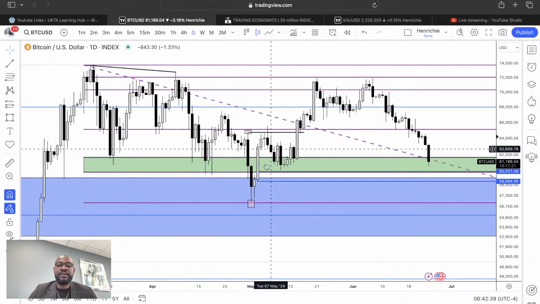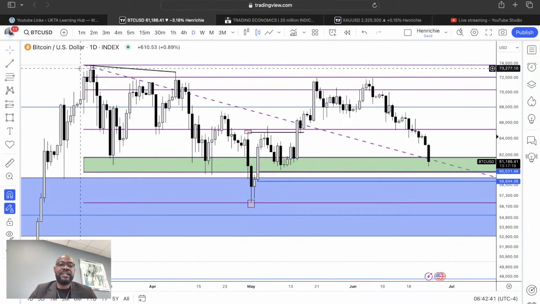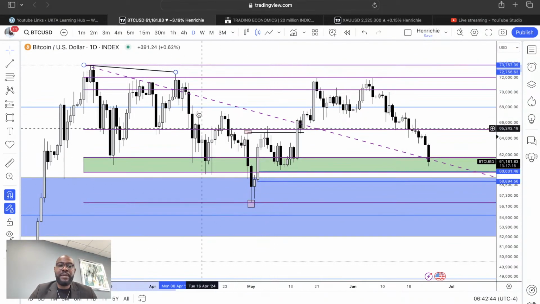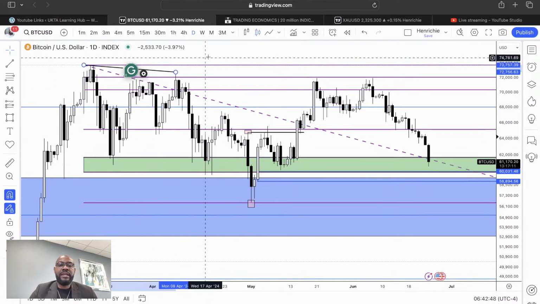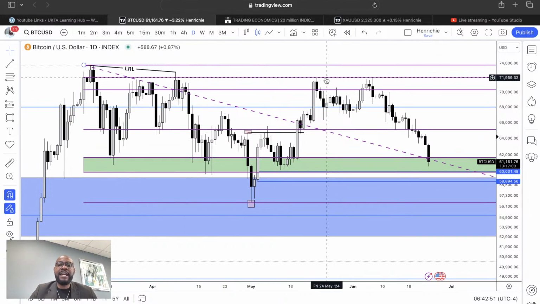If you use the Fibonacci from this low to this high, that is our directional bias, where we're anticipating for price to go up to. Right here, low resistance liquidity. You can see the extreme premium.